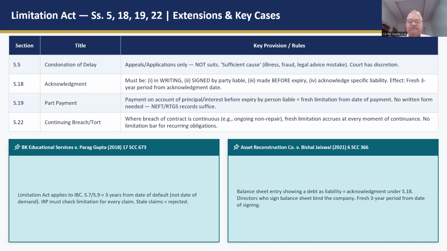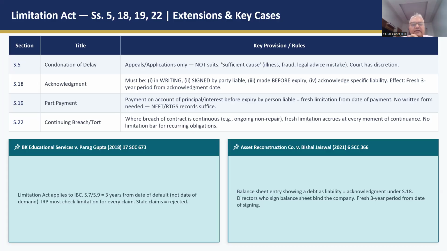by citing sufficient cause. The sufficient cause could be illness, it could be fraud, it could be a mistake in legal advice. Suppose your advocate advises you in a wrong way and you move to a court which is not of competent jurisdiction. Then delay could be condoned. But here the court has discretion. It may or may not grant condonation of delay, but normally it grants it.